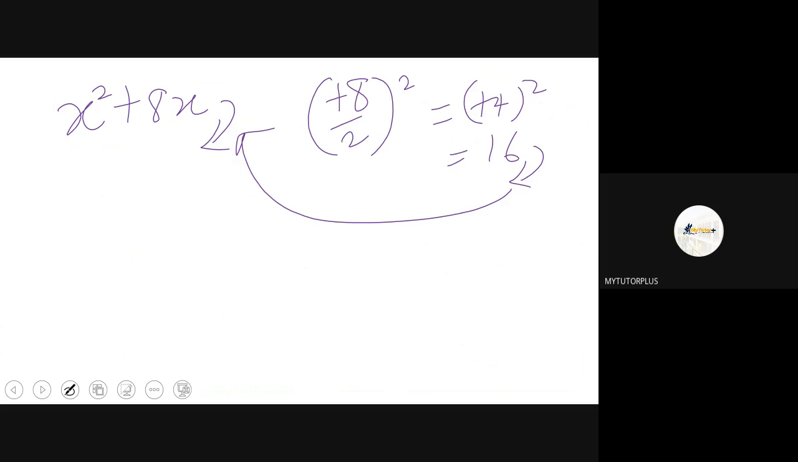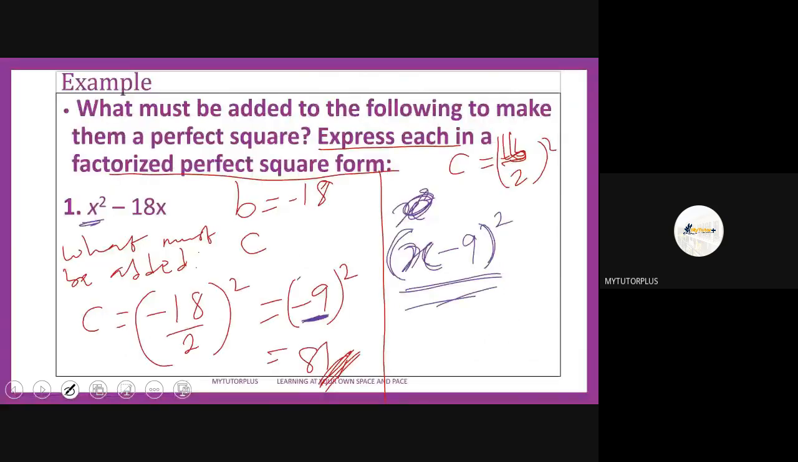Express this one in completing the square format or perfect square format. That will simply give me x plus 4 all into bracket square. And that will simply be my answer for this. So that is what we are required to do. Let us take the next step.